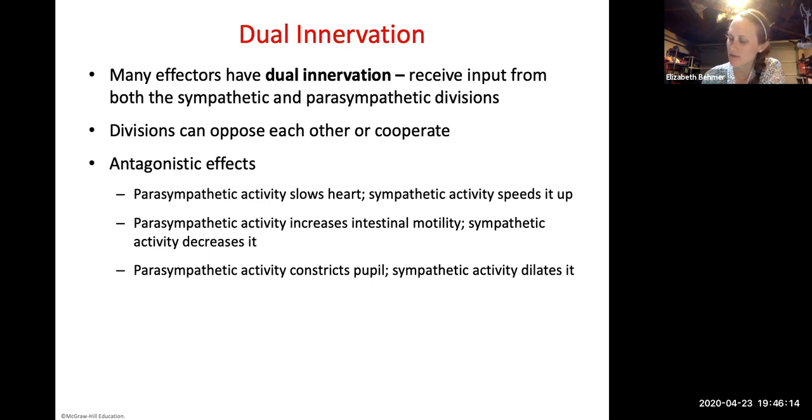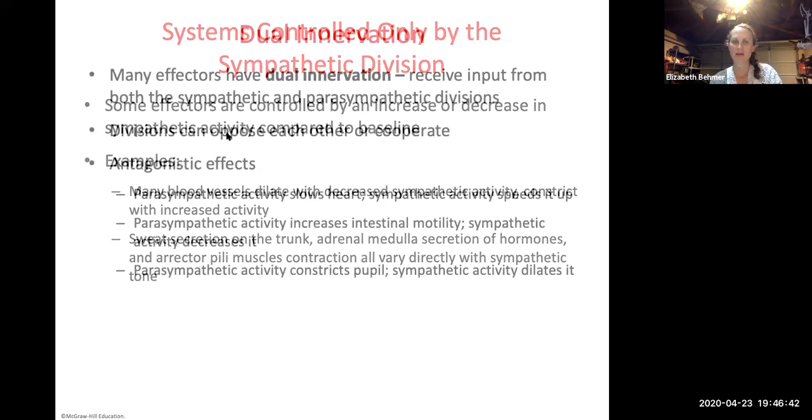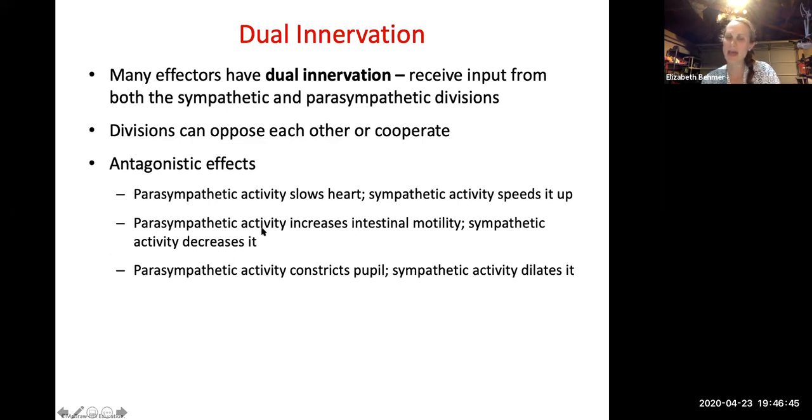And I guess there were several notes there for you to fill in under the antagonistic effects, but hopefully you guys filled those in as we were going there under the little numbers 1, 2, and 3. Systems controlled only by the sympathetic nervous system. Some are only controlled by the sympathetic. What was number 2 again? Thanks, Enrique. Let me just go back. So number 2, parasympathetic activity increases intestinal motility. That means it increases what's going through your intestines, and sympathetic activity decreases it. Does that answer your question, Enrique? Okay, thanks.